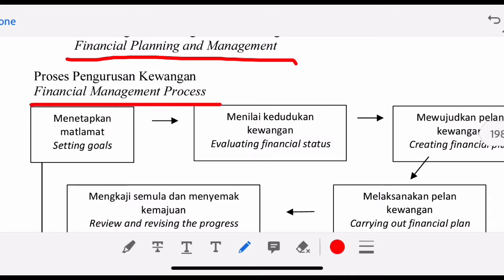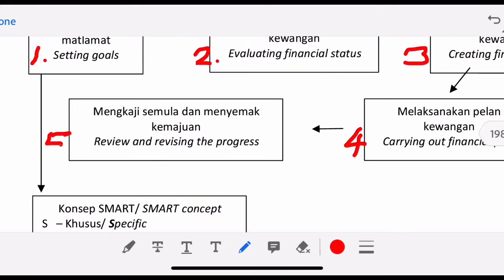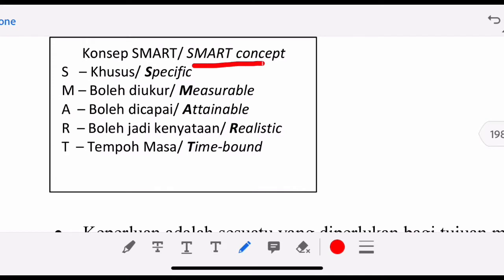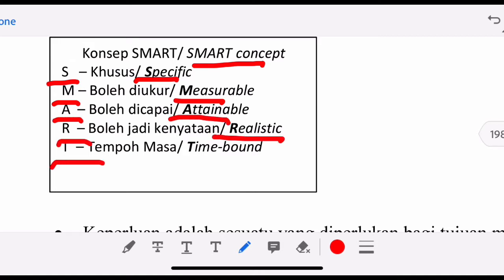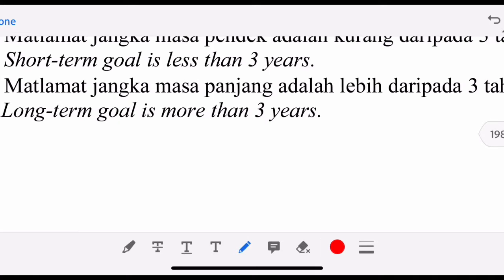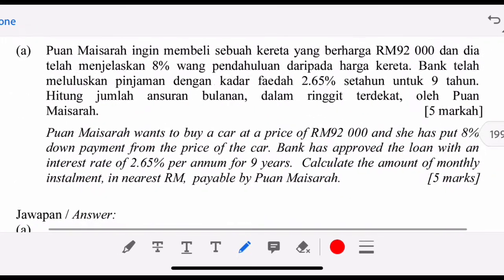Financial management process. We have learned before, we have setting goals, evaluating financial status, creating financial plan, carry out financial plan, review and revising the progress, and also we must know what is SMART concept, which is specific for S, measurable for M, attainable for A, realistic for R, and time bound for T. And we also learn what is short-term goal, which is less than 3 years, long-term goal, which is more than 3 years. Now let's solve the problem given.